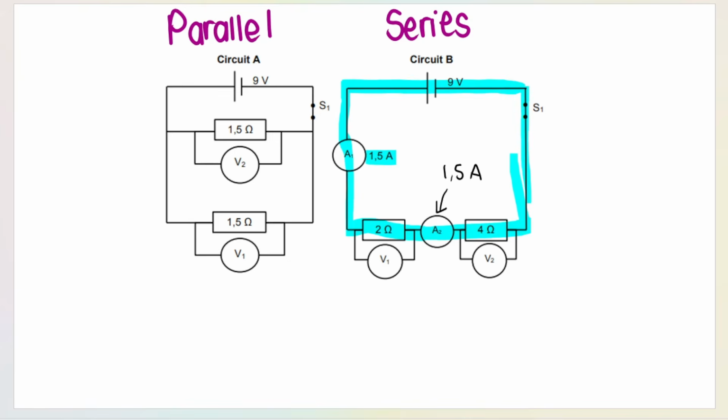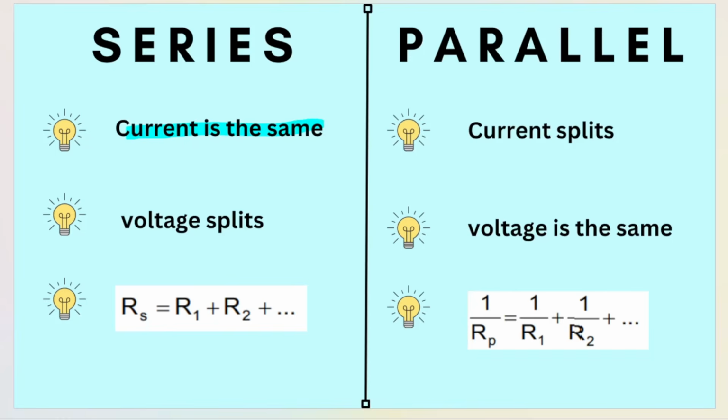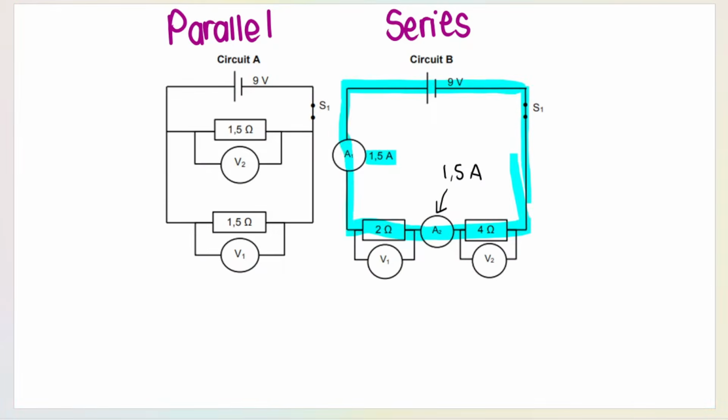There are no splits in this circuit. There are no resistors connected in parallel. So current is the same throughout. So that is what it means by current is the same. However, voltage splits. So what that means, and I really, really want you to understand this carefully.